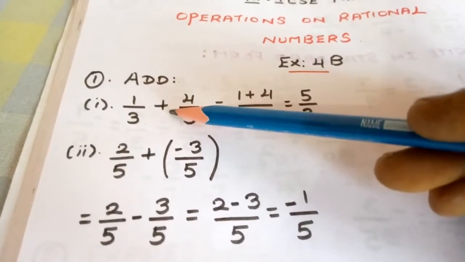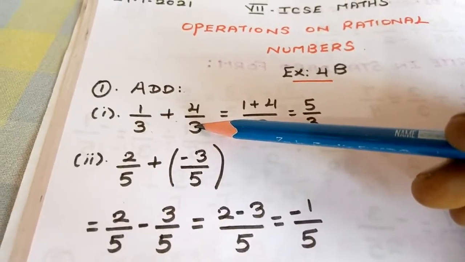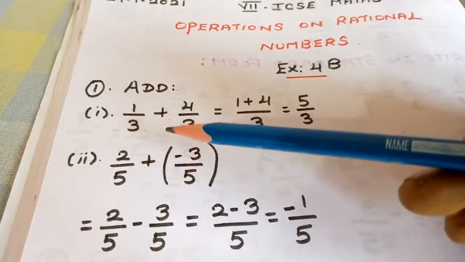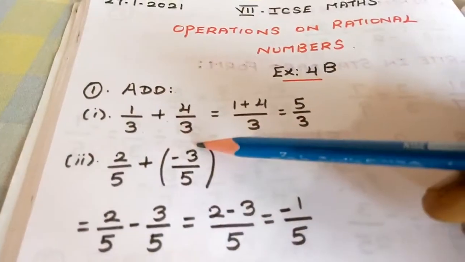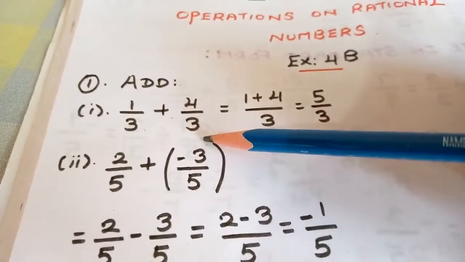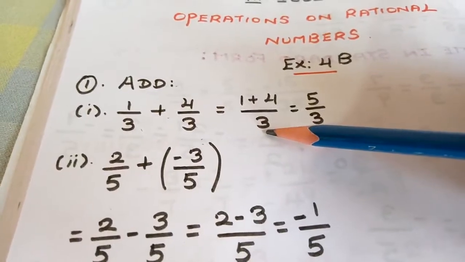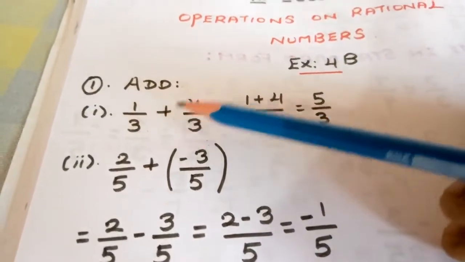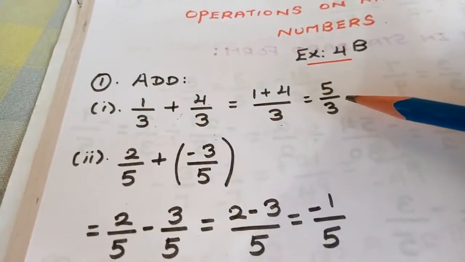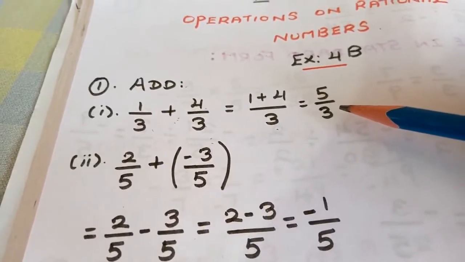And what is the way of adding two rational numbers? What is the condition we are going to use? First you are going to check the denominator part, students. If your denominator is the same, you are going to write it one time, and in the numerator part you are going to add the numbers, that is 1 plus 4, and you get the value 5 by 3. So this is the idea of adding two rational numbers.